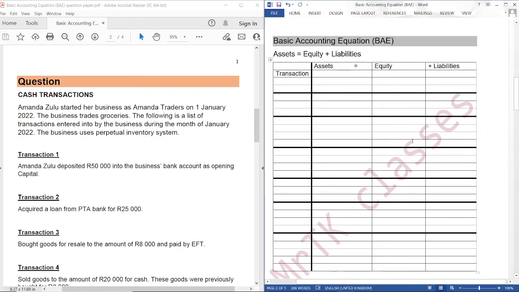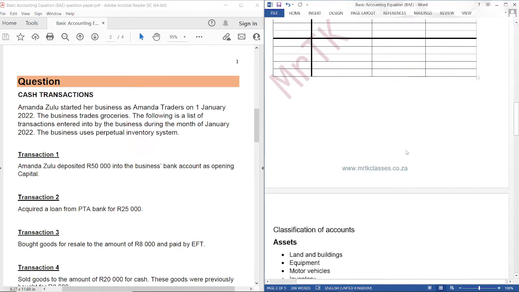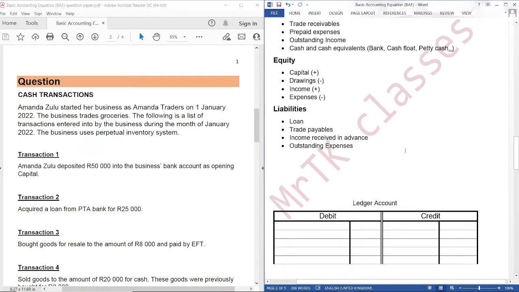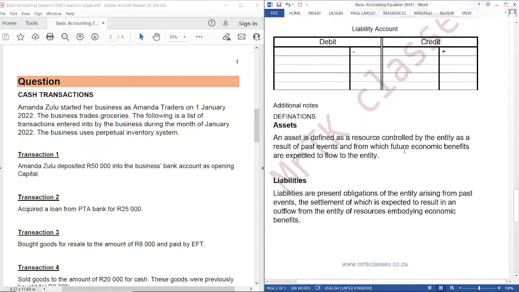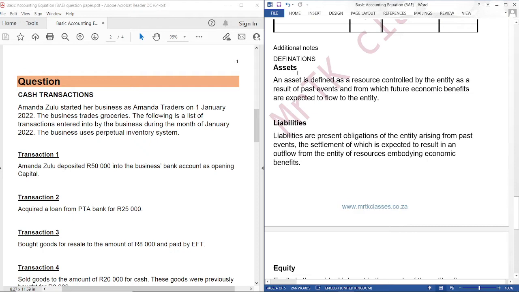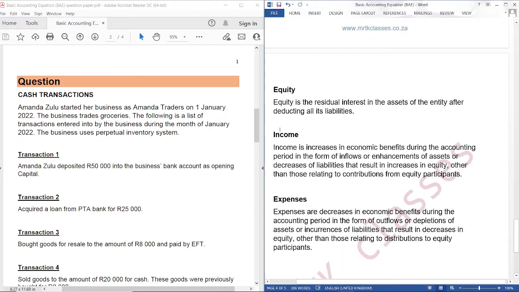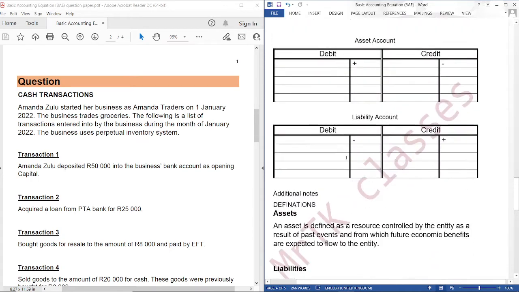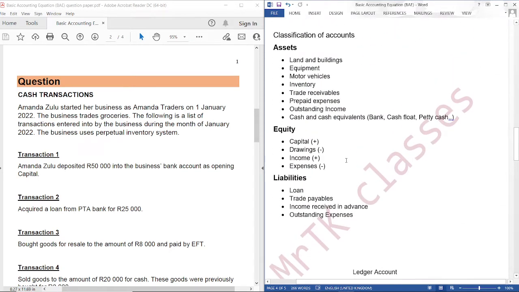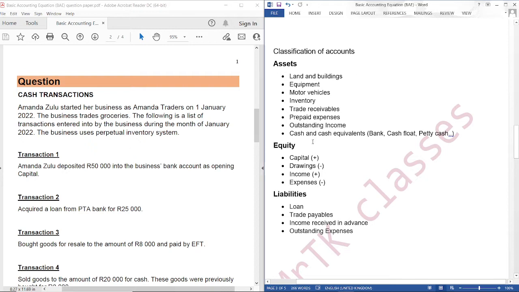So if you want the actual definitions of these, you can come here whereby we have a definition of assets, definition of liabilities, definition of equity, definition of income, and definition of expenses. We are not going to go deep into this. All right, and we also have examples of those, examples of assets, of equity, and liabilities.